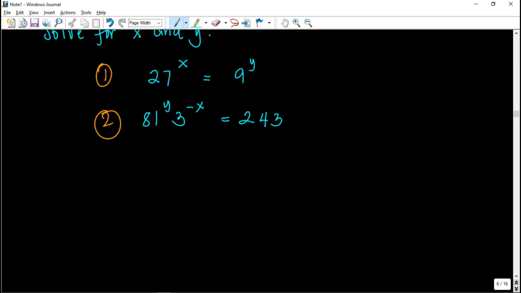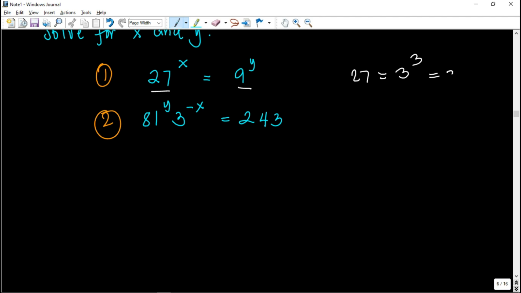So from the first equation, we can actually equate the exponent kapag same yung base. So hindi same yung base natin, we cannot do that. So parehasan muna natin yung base niya. So eto, yung factor niya can be 3. So pwede natin siyang express in terms of base 3. Okay, 27 in terms of base 3 is, okay, 27 is just equal to 3 cube.